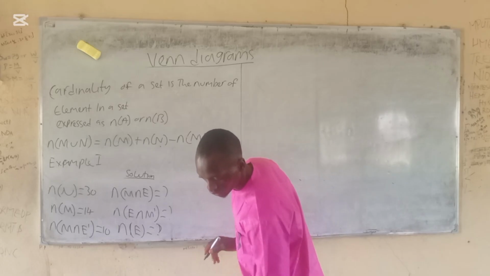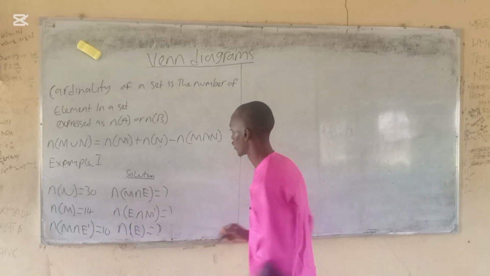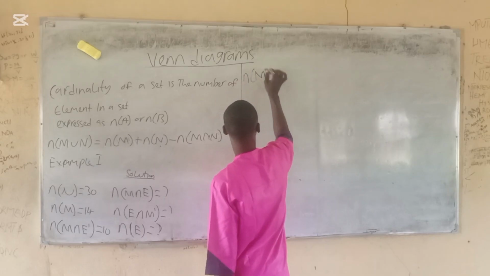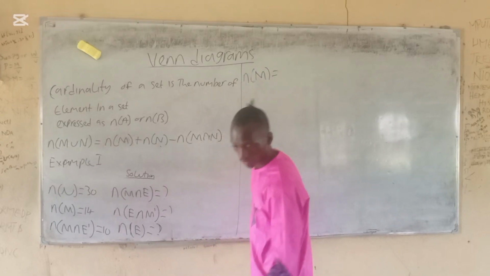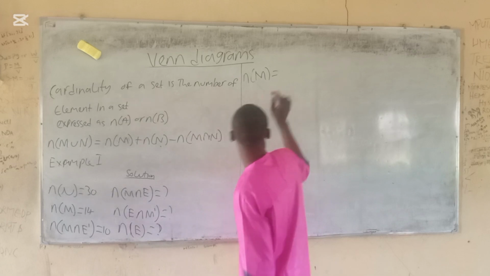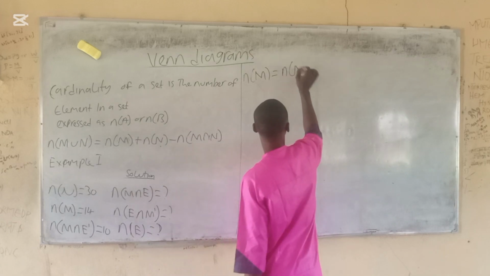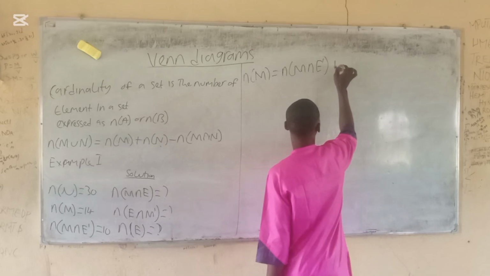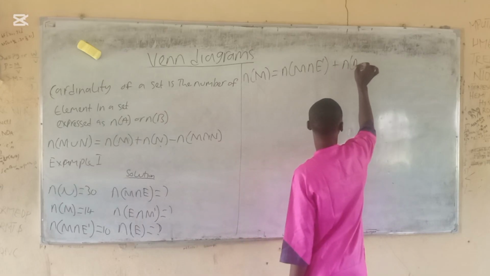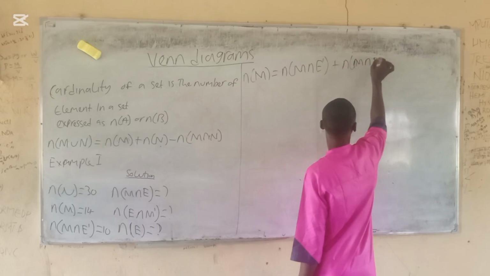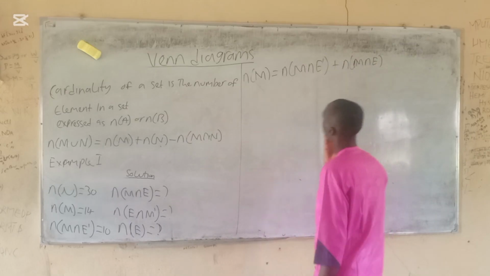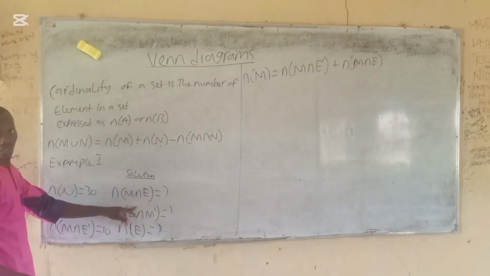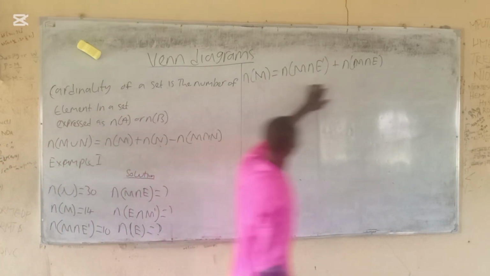Okay. First of all, because we are looking for this first number, we are going to use this formula. The number of n is equal to the number of people who have taken mathematics but not economics, plus the number of people who are taking mathematics and economics. For us to be able to get what? To get this intersection. This is the first formula we have to use.